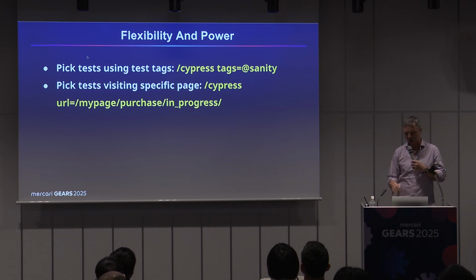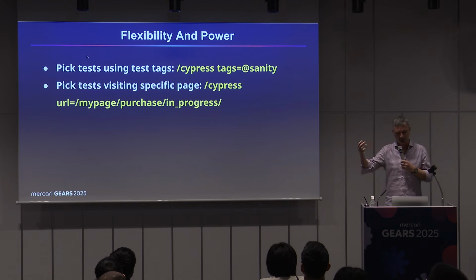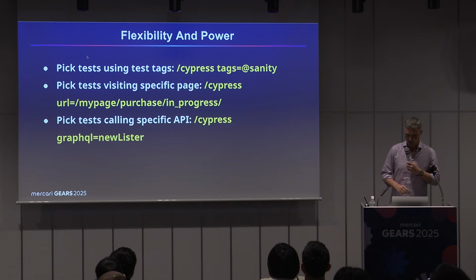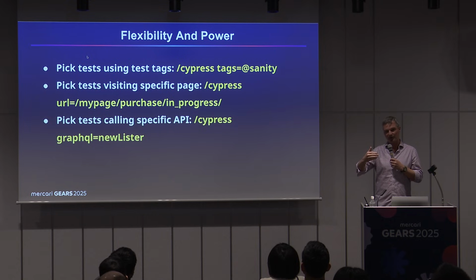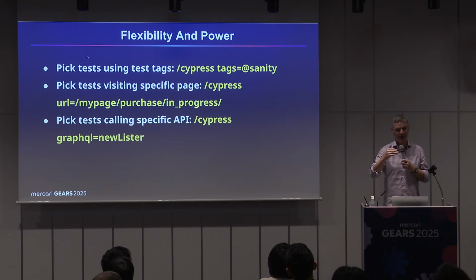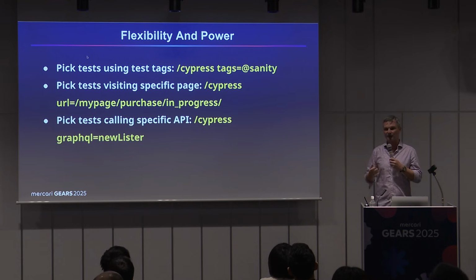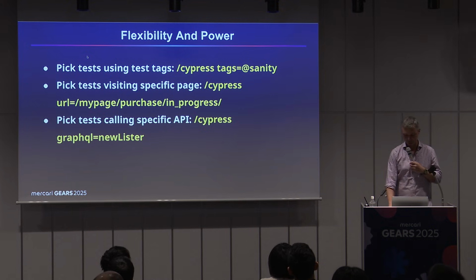We also keep track of which pages each end-to-end test visits. And you can pick tests that, for example, visit your purchases in progress page. And we also communicate with the backend using GraphQL with operation names, and we keep track of which operations each test actually executes while it's doing its job, so that you can run tests that only, for example, make this call like new lister. Okay, it's another way for us to select tests that are relevant to your change.